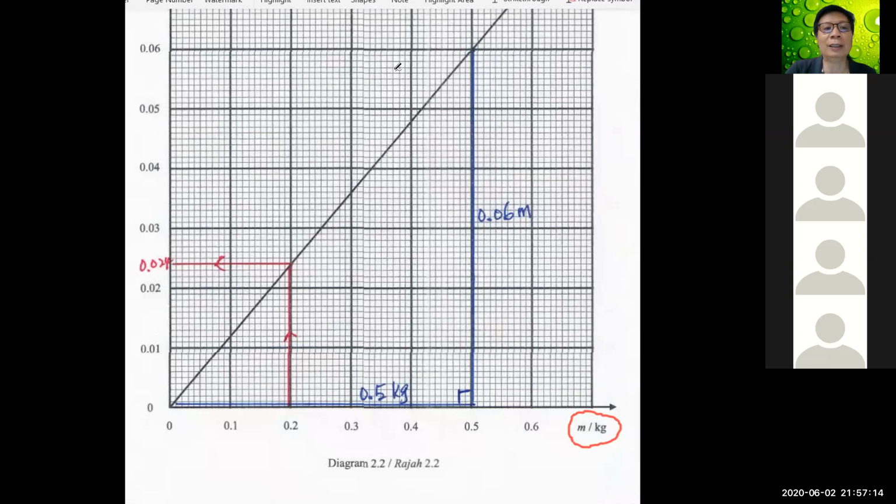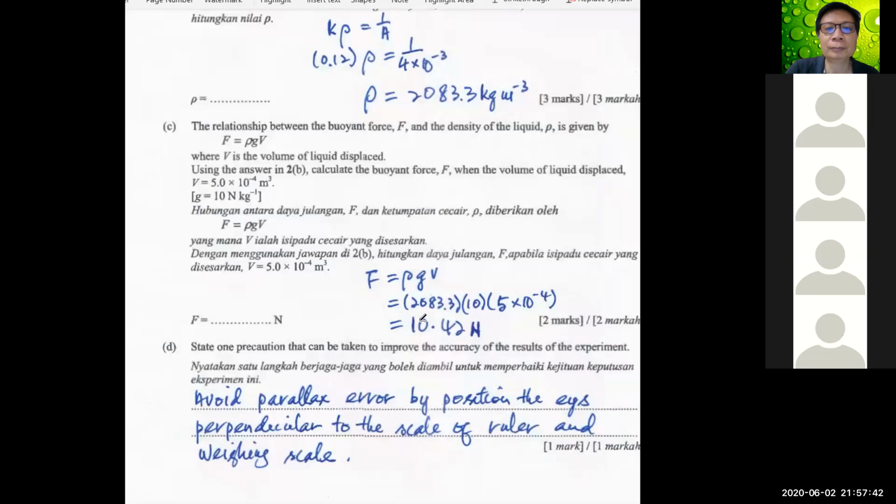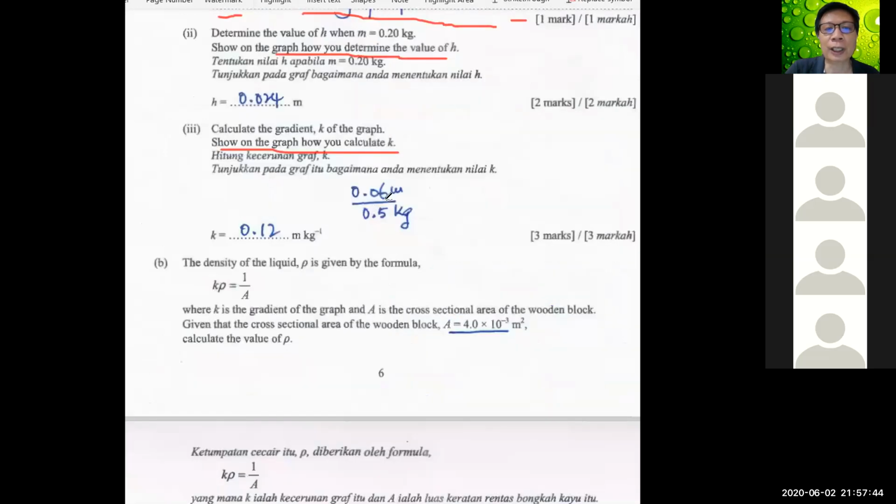So the value right here, 0.06 meter. Here, 0.5 kilogram, right? The unit. This one kilogram, here meter, right? Why do I ask you to write the unit here? Because later when you calculate the gradient, you won't forget the unit for your gradient. So you take 0.06 meter divided by 0.5 kilogram. Y divided by X, right? Gradient.